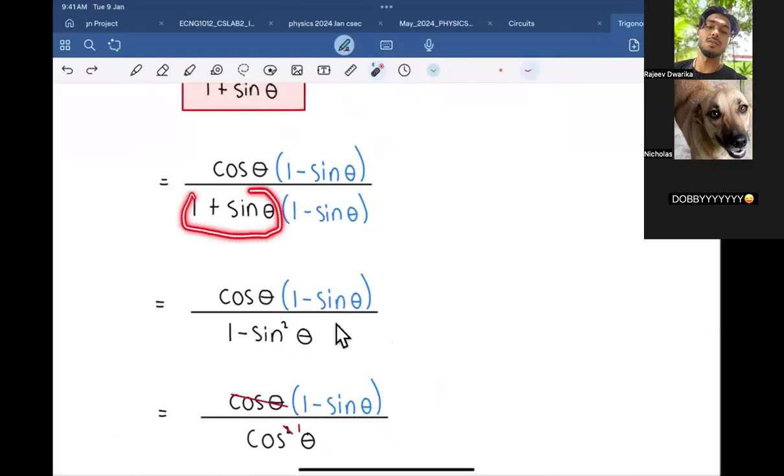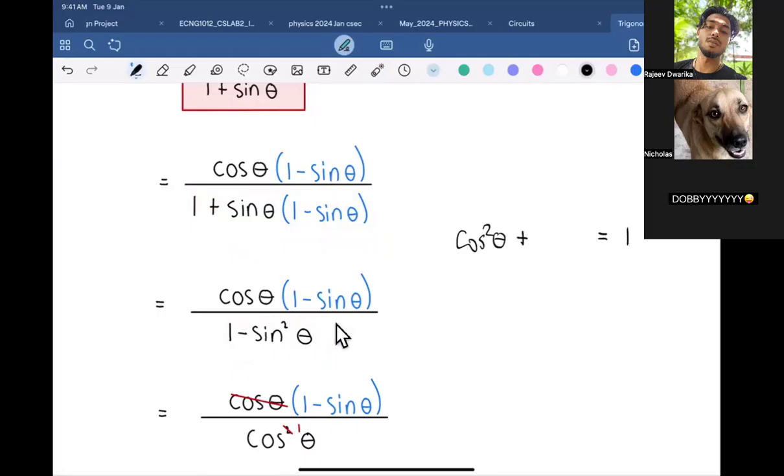1 plus sine theta by 1 minus sine theta is an example of what, Nicholas? Difference of two squares. So this over here will work out to be 1 minus sine squared theta. And we know from the main identity, cos squared theta plus what is equal to 1? What is the main identity you need to know?